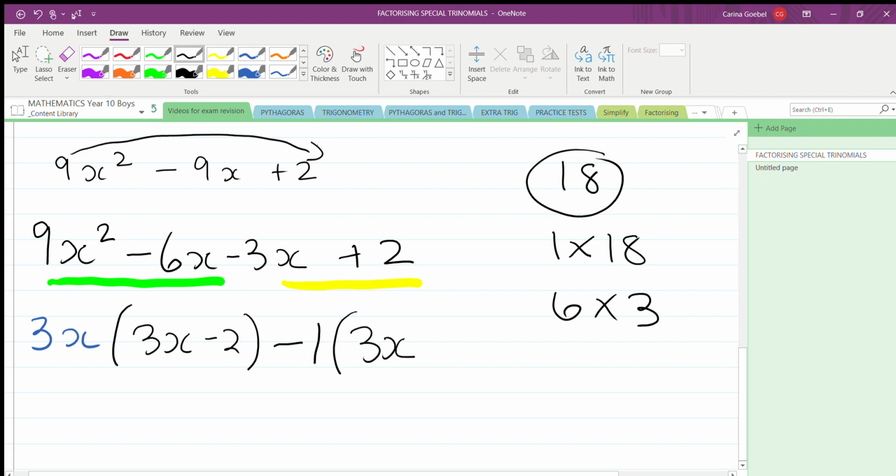3x. Again, here's the scenario where this is a minus, which means the sign that follows needs to alter. That being a plus will become a minus. And remember, you have to mirror this bracket. They need to be the same. So therefore, you have a common bracket, 3x minus 2, 3x minus 1.